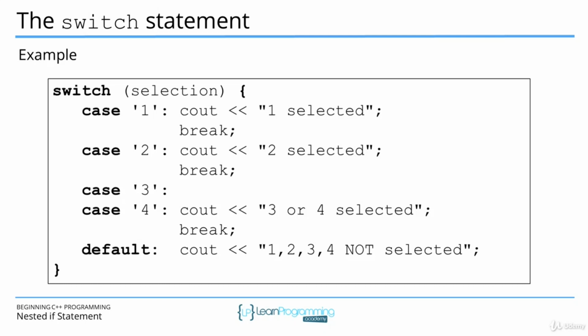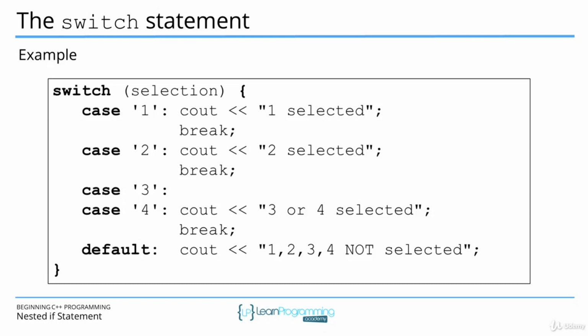Notice that in the case of 3 and 4, we display 3 or 4 has been selected, and then we're done with this switch. This is handy since we can write logic that's equivalent to an OR statement, as we see in this case. Finally, the switch has a default case. If none of the previous case statements match, then we execute the default, which in this case displays 1, 2, 3, 4 not selected. No break is needed in the default statement. Also, the default statement is optional, but it's best practice to include one.